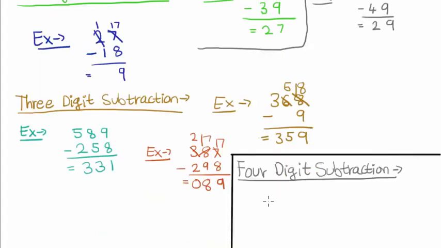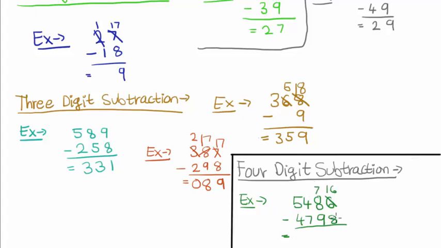So let's get straight to the example. And let's say I have something like 5,486, from which I'm subtracting 4,798. So, since 6 is smaller than the 8, I need to add 10 to it and take 1 away from the 8. So this gives me 16 over here and 7 over here.